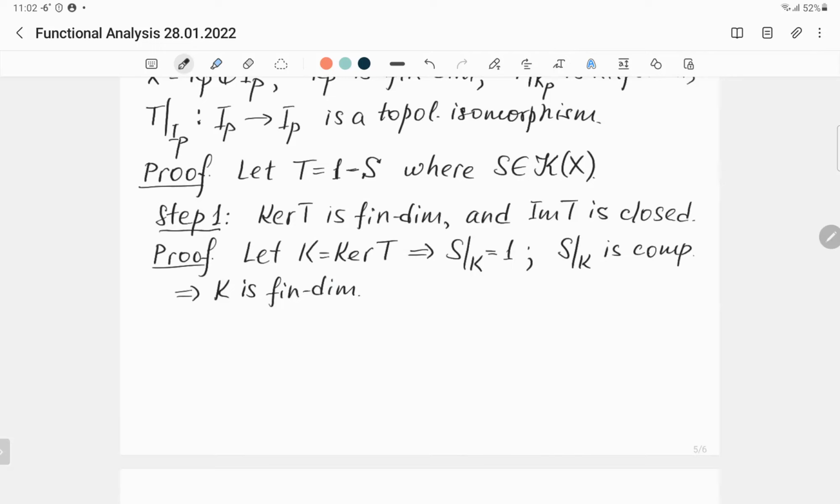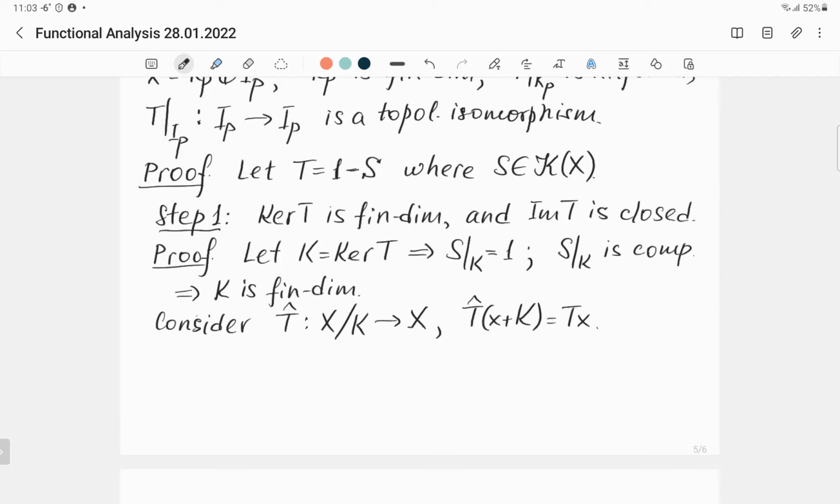Okay, let's now show that the image is closed. To show that the image is closed, we consider the induced operator, denoted by T hat, which acts from the quotient modulo the kernel to X by the following formula. Well, the image of T hat is equal to the image of T.